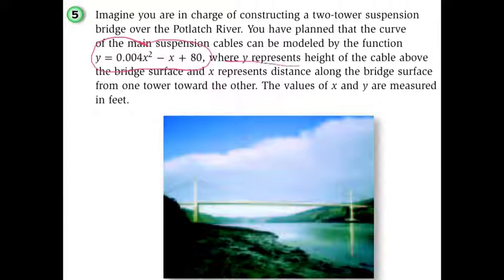It says y represents the height of the cable above the bridge surface. So we know that we are trying to find the height of the cable above the bridge surface, given that x represents the distance along the bridge surface from one tower to the other tower. And of course they're measured in feet. So x tells us how far from the left-hand tower to the right-hand tower we've traveled, and the height of the bridge is given by this equation right here.